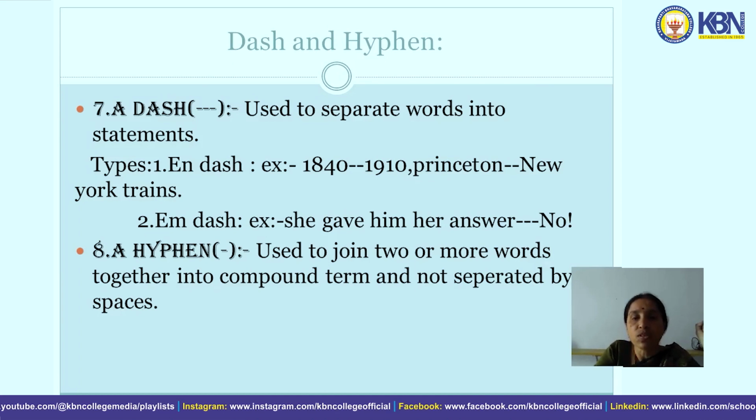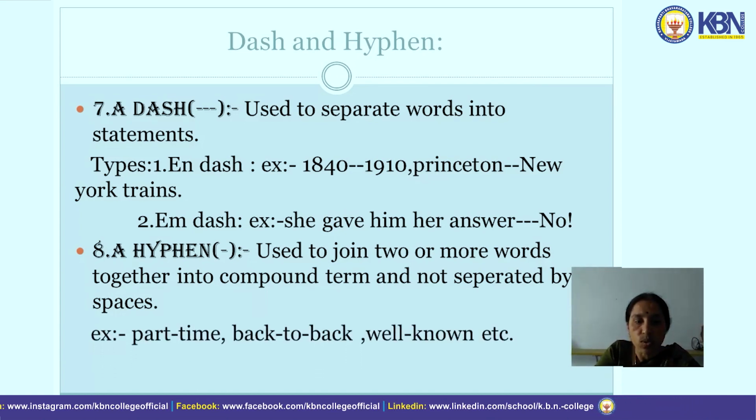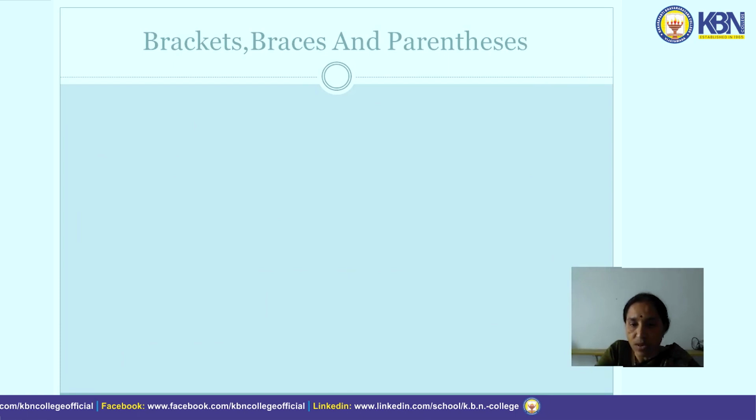Then you use the hyphen to join two or more words. For example, washer-woman. So you use a hyphen in between the two words. For example, part-time, back-to-back, well-known, etc.